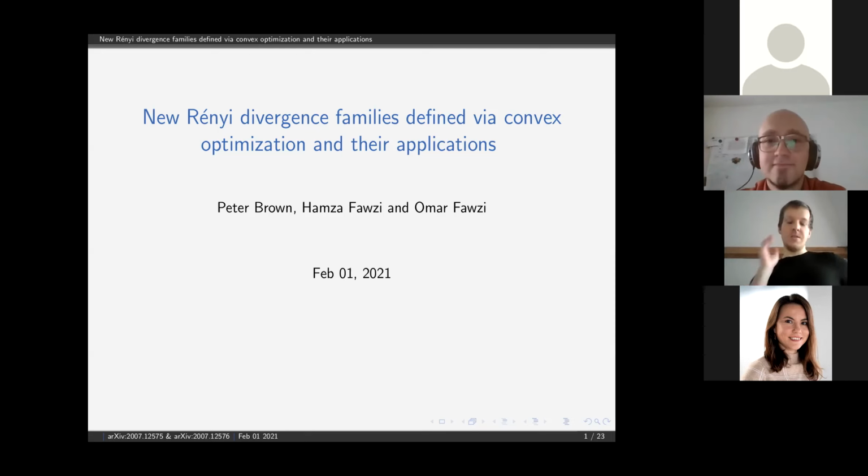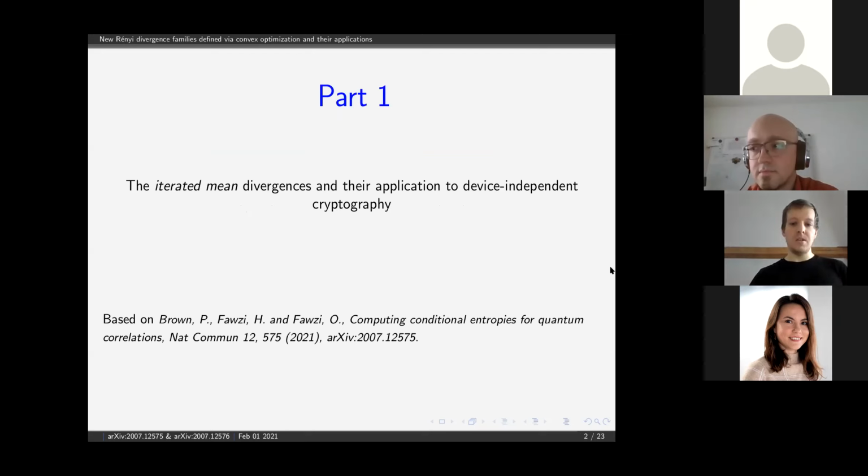I can. Great. Okay, so this talk is going to be split into two parts, based on two separate papers. In both of those papers, we'll introduce new families of Rényi divergences, which will be defined via convex optimization problems. Part one is based on this paper, where we introduce a new family of divergences and show that they can be applied to compute lower bounds on the rates of device-independent protocols.